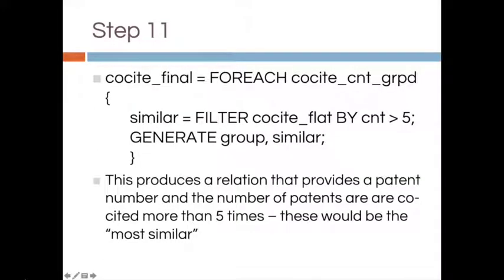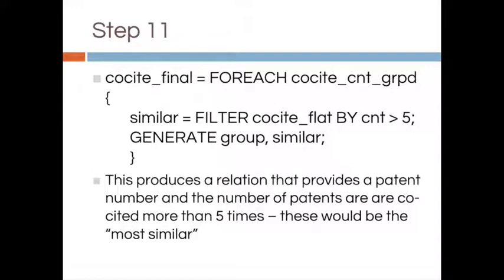To create the final table that we were looking for that will provide a patent number and the number of patents that are co-cited with it 5 or more times, that will just take a final for each loop in Pig to go through the last table that we made and use the filter functionality to filter by the number of the count attribute. In this case, as you can see in the example, we're looking for a greater than 5 value.